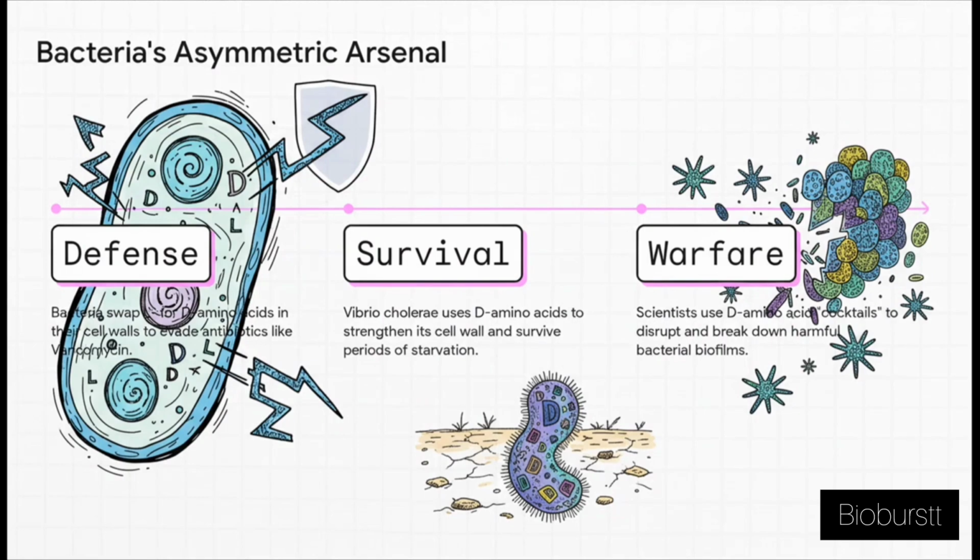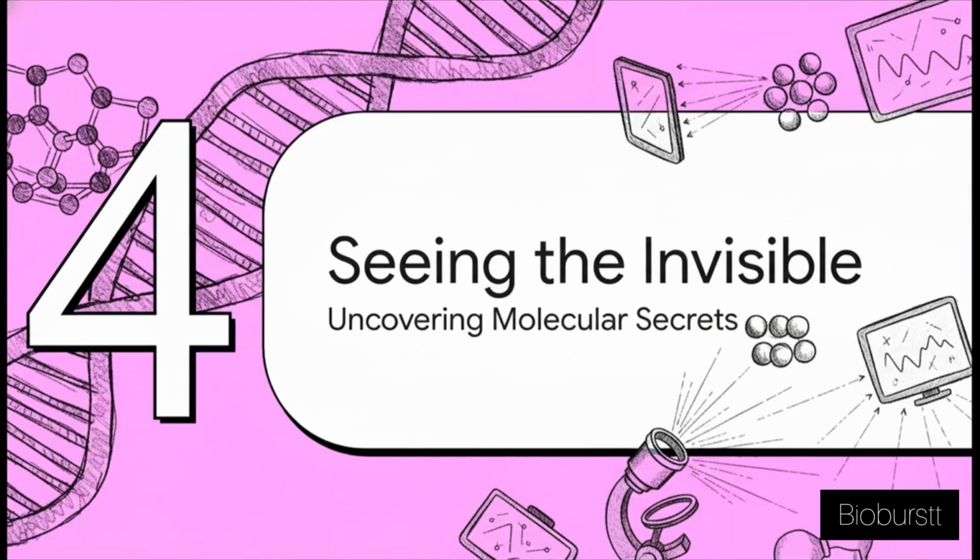And this clever little trick has some seriously powerful applications for bacteria. By swapping in D-amino acids, they can make their cell walls totally unrecognizable to antibiotics, like vancomycin, which makes the drug useless. The bacteria that causes cholera actually uses them to make its own cell walls stronger so it can survive starvation. And what's really fascinating, we can turn this trick back against them by using cocktails of D-amino acids to break up the protective colonies, or biofilms, that they form. This molecular arms race is absolutely fascinating, right?